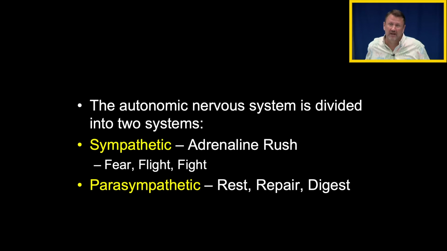And again, we're dividing the autonomic nervous system into two systems: the sympathetic adrenaline fear, flight, fight system, and then the parasympathetic nervous system, the rest, repair and digest system. Again, sympathetics are adrenaline, that comes from the catecholamines. Parasympathetics are driven by acetylcholine. Acetylcholine is the neurotransmitter used by the parasympathetic nervous system at the peripheral end organ.